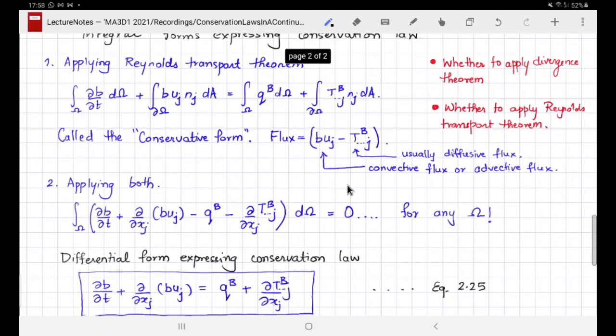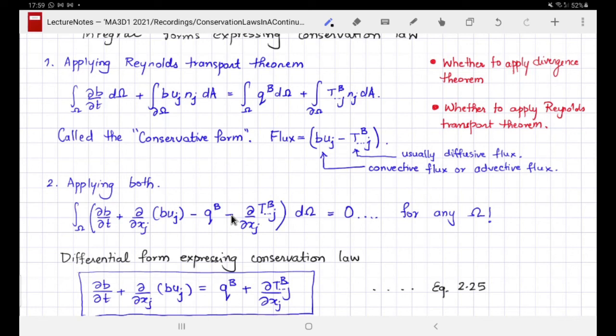Another integral form of expressing the conservation law is if you apply both the divergence theorem and the Reynolds transport theorem. In that case, both these area integrals become volume integrals, and everything can be combined into a single volume integral, which is how it is written in this expression over here. The advantage of this form is that it is easy to now convert this into a differential form. This is already an important milestone, so let me tell you in what way.